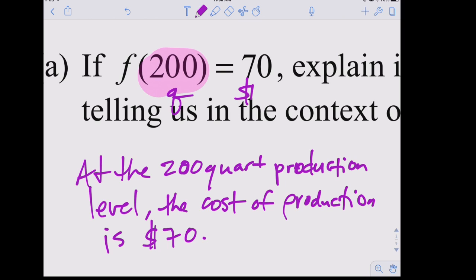So if we get in the habit of doing it like this every time, you can go home and refine the words on your own. But sometimes if you refine it too much, you might lose something. So yeah, what did you say the refined sentence would be? One more time. The cost of producing 200 quarts is $70. Very good. The cost of producing 200 quarts of ice cream is $70. That contains everything as well.